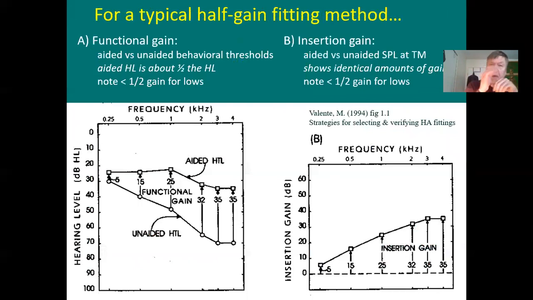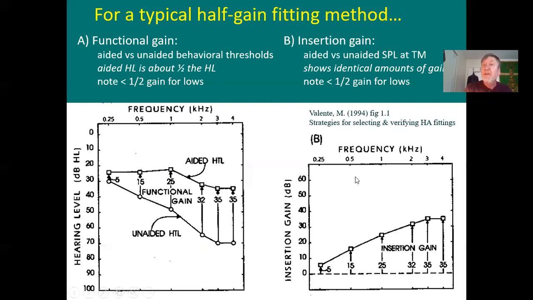So for a typical half gain fitting method, functional gain, an example is shown on the left. Aided versus unaided behavioral thresholds. Aided hearing loss is about half the degree of the unaided hearing loss. Note, a little bit less than half gain for the lows. Same thing. Now this could be POGO, could be half gain. Who cares? That's not the point. The point is, on the left, unaided hearing level, aided level, functional gain.